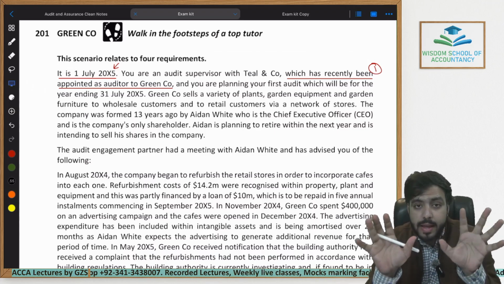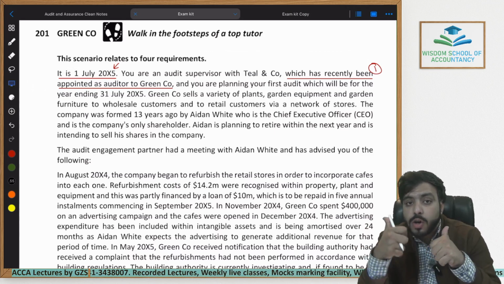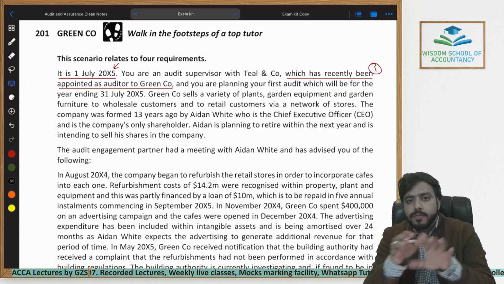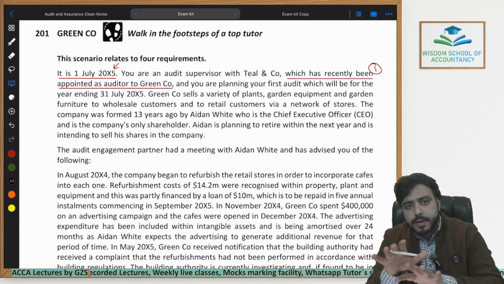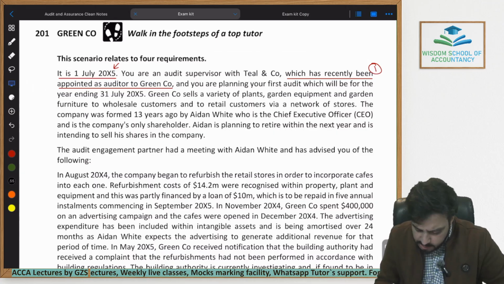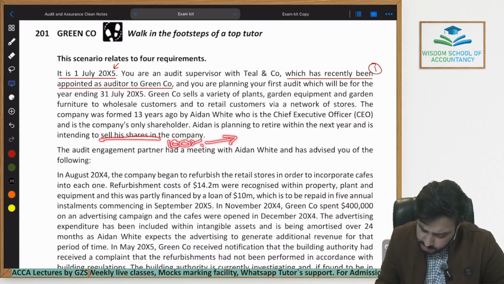Huge risk. Why? In this case, the risk is that because the 100% owner of the company is saying that I do not want to run this company anymore and I will retire next year. I am basically saying that I want to sell my company. Selling his shares means, but first of all, he owns 100% of the company. Then selling his shares, it means that he will sell his business to someone.